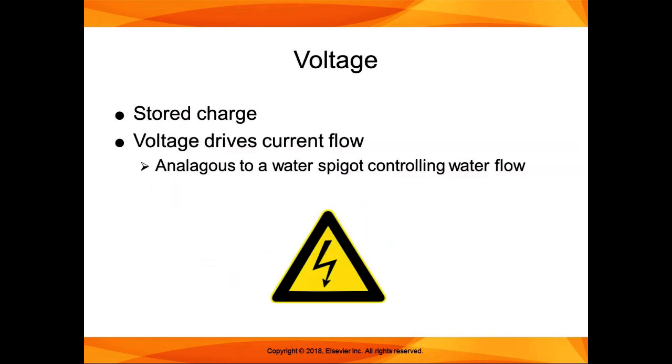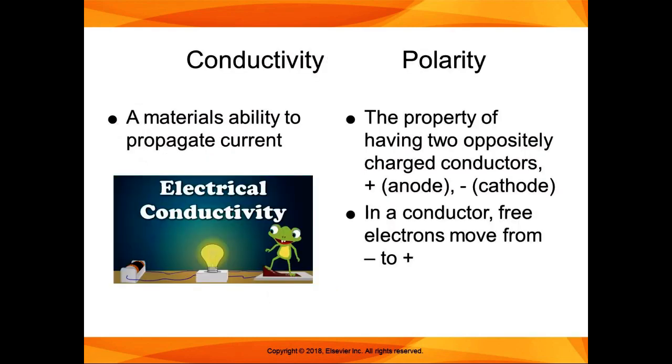Voltage is stored charge, and voltage drives current flow. You can think of it as being analogous to a water spigot controlling water flow. So higher voltage, the spigot is on more, you get more flow. Lower voltage, the spigot is off more, you get less flow. So materials that have the ability to propagate current are conductive. If it has conductivity, then you can propagate current through it. If it's an insulator, then you can't.